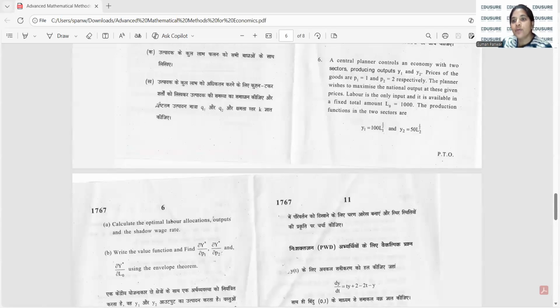Now look at part B of question number 6. Write the value function, find del y star by del P1, del y star by del P2, and del y star by del L naught using the envelope theorem.